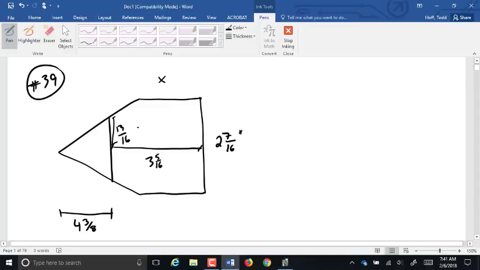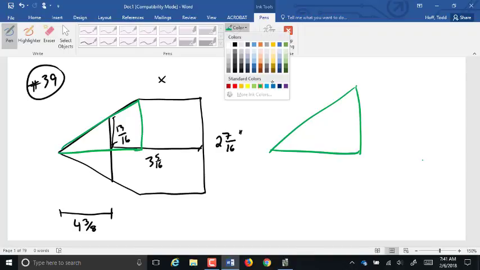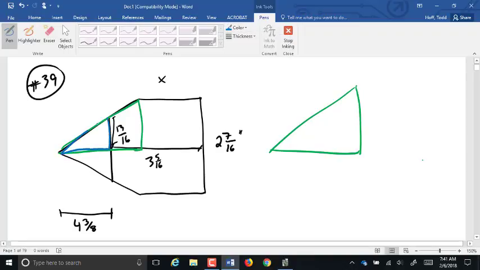Okay. So here's what we have. I'm going to cut this thing across here and make this triangle. So that green triangle is what we're really looking at here. And I'm also going to cut this piece out here. That blue triangle is actually part of the green triangle. So they're similar figures because these angles have to be the same, and of course these are right angles.